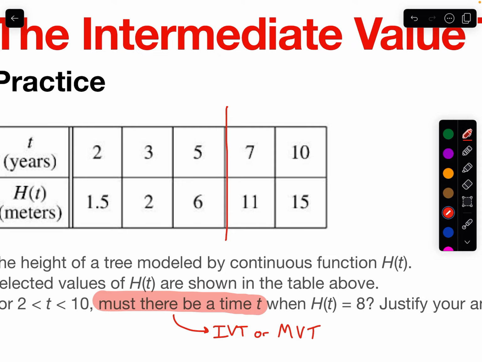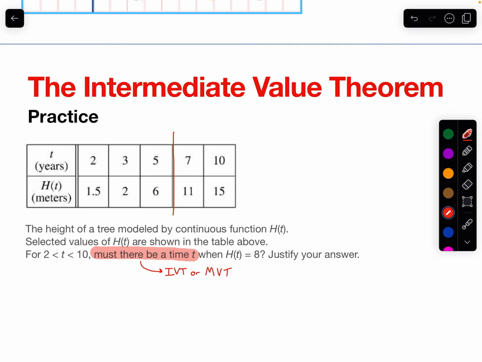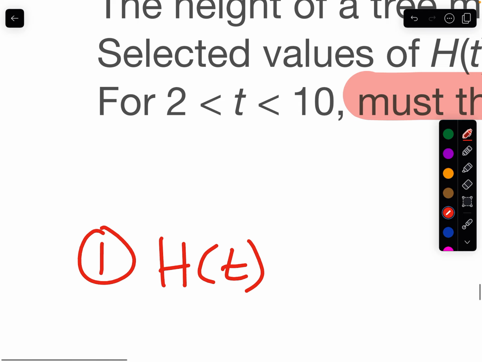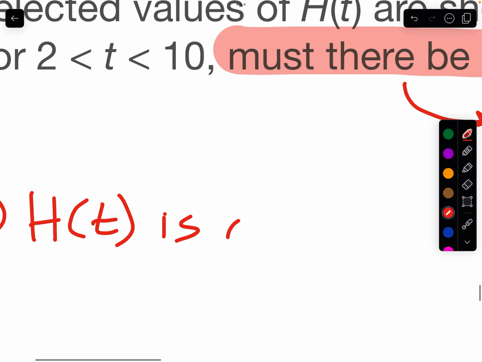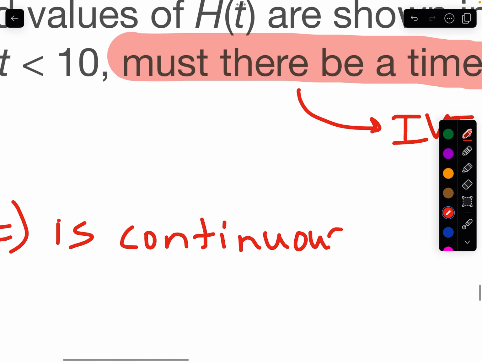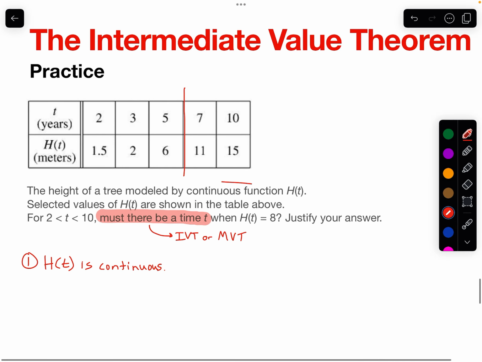But how do we justify that, making sure that we've hit all the important points? Well, here's how I think about it. First of all, we've got to establish that we can actually apply the intermediate value theorem here. And remember, the intermediate value theorem applies to functions that are continuous on the interval in question. Well, we're flat out told that in this problem, but it's a good idea to make a note and write that down.